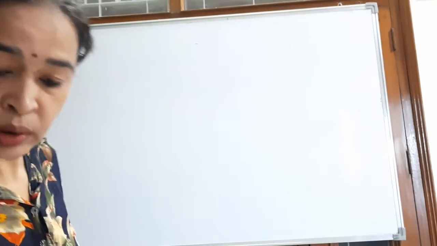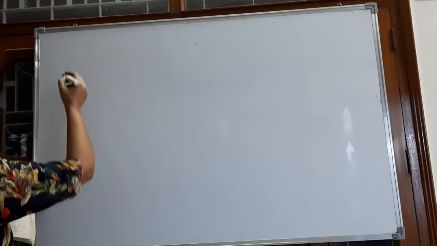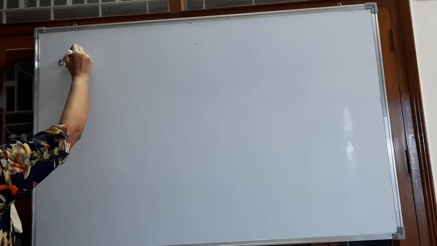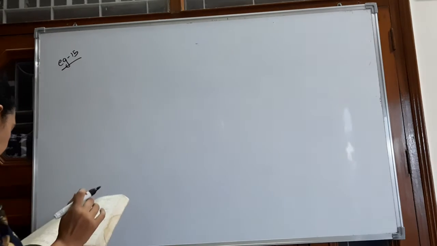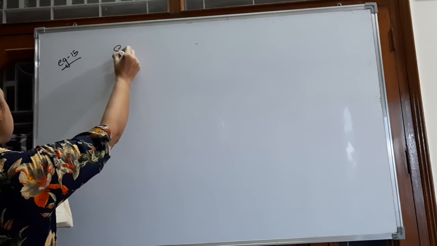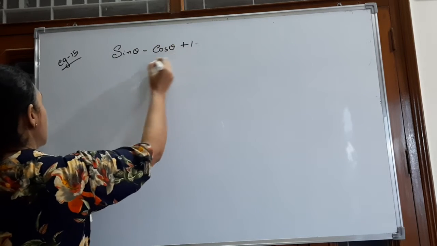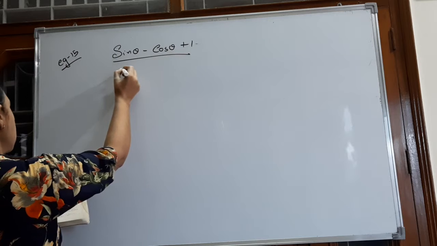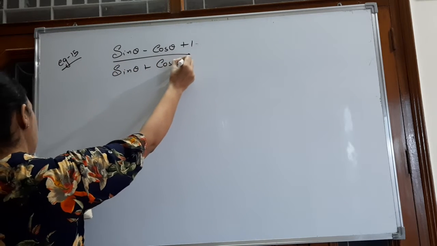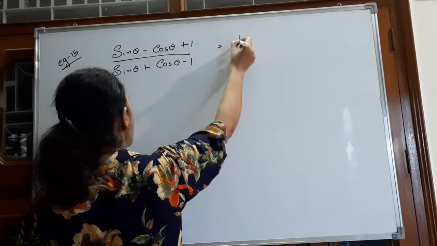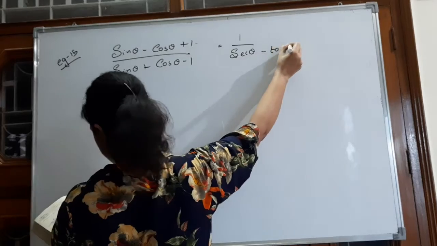Both these questions are very important from the examination point of view. This is example number 15, page number 192 of NCERT. Prove that (sin theta minus cos theta plus 1) upon (sin theta plus cos theta minus 1) equals 1 upon (sec theta minus tan theta). Clear?